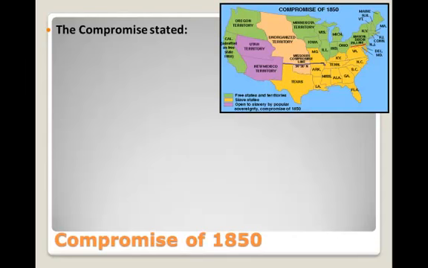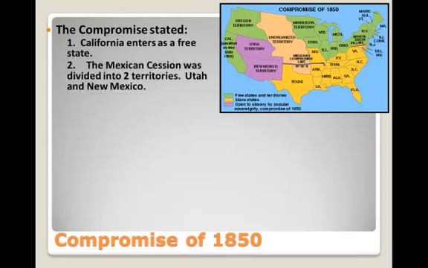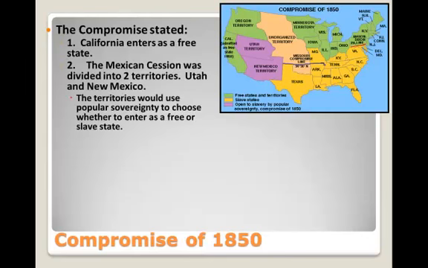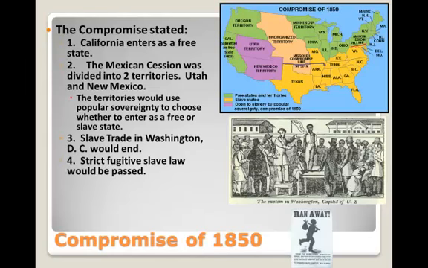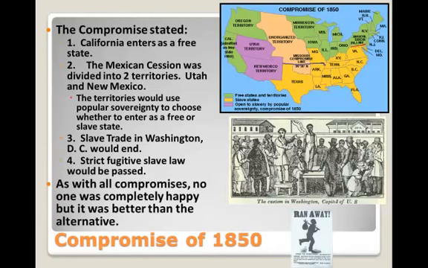The compromise they agreed on was: 1. California would enter as a free state. 2. The Mexican Cession was divided into 2 territories, Utah and New Mexico. The territories would use popular sovereignty to decide whether to enter as a free or a slave state. Slave trade in Washington, D.C. would end, and a stricter fugitive slave law would be passed. As with all compromises, nobody was completely happy, but they were able to agree on it and allow California to enter the Union as a new state.